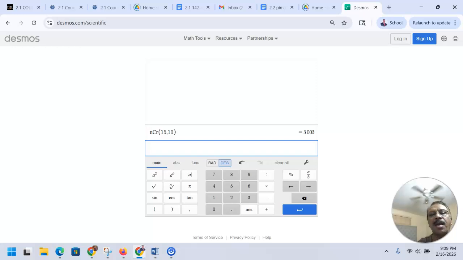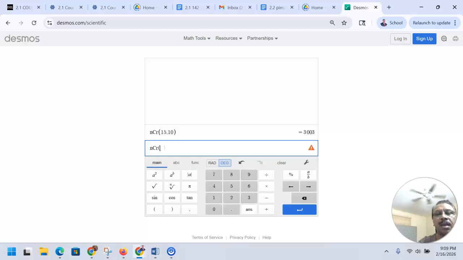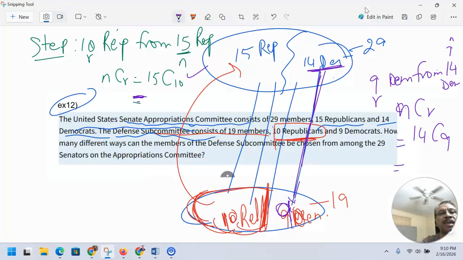And we'll also do the other one and then put them together. Go to the function and then nCr. This time you have 14, so we'll go to the main and put 14, comma, and you are picking 9 Democrats, and you get this answer. So these are the answers you can remember, 3003 and 2002. Go back there and you can see this answer you got 3003 and this answer you got 2002. All you do is just multiply them.